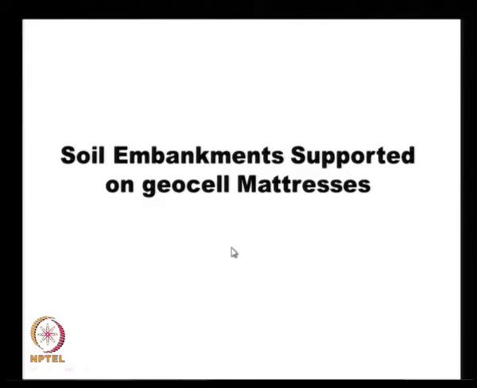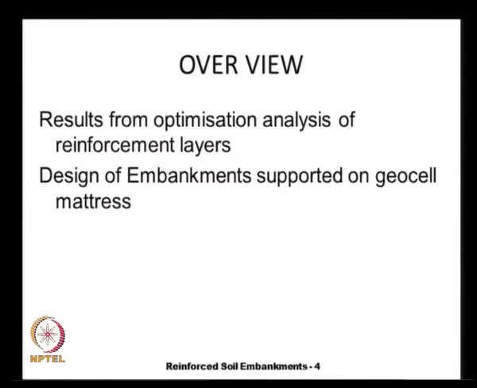Very good morning, students. In today's lecture, let us look at the soil embankments that are supported on Geocell matrices. The brief overview of today's lecture is, in the previous lecture we have discussed the optimization of the reinforcement layers, so that we can economize on the reinforcement that is provided, and then we will look at the design of embankments that are supported on Geocell matrices.